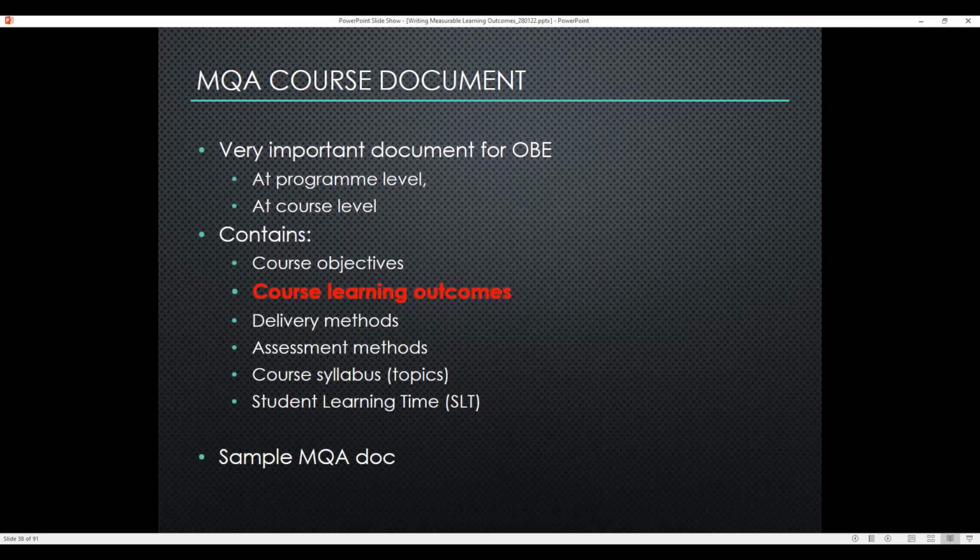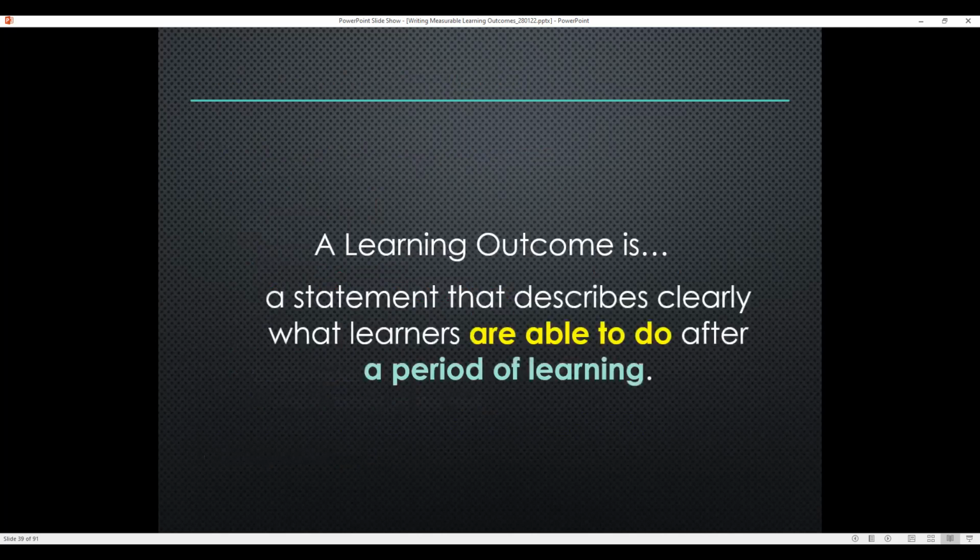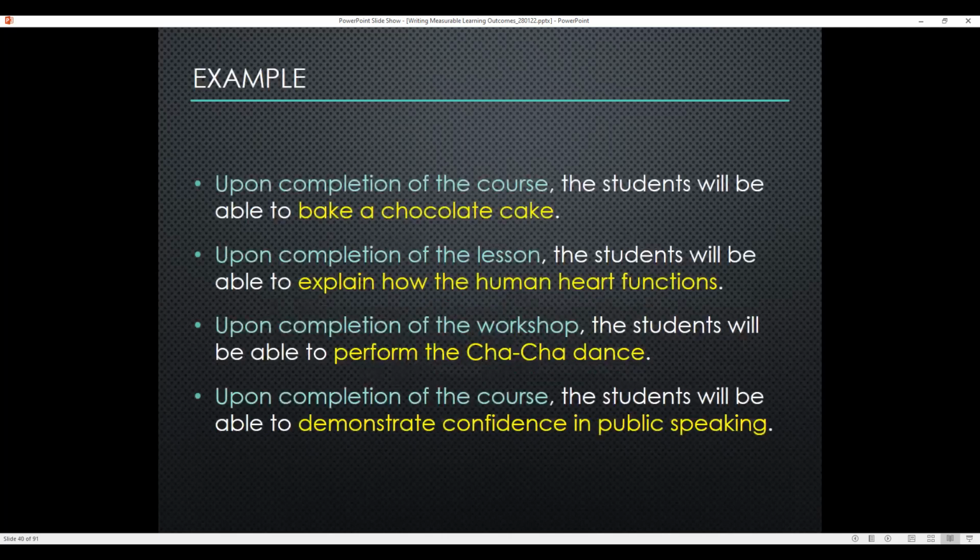So you're going to focus on course learning outcomes today. Yeah. And just to go back to this one, we talked about it earlier. A learning outcome, remember, is a statement to say what learners are able to do after a period of learning. Okay, so don't forget this.